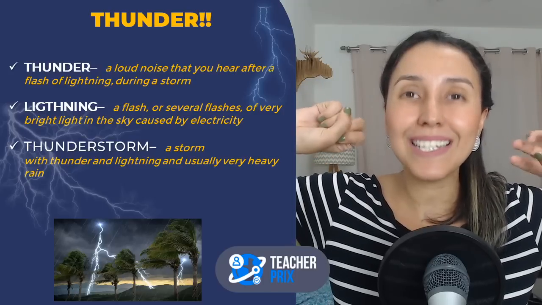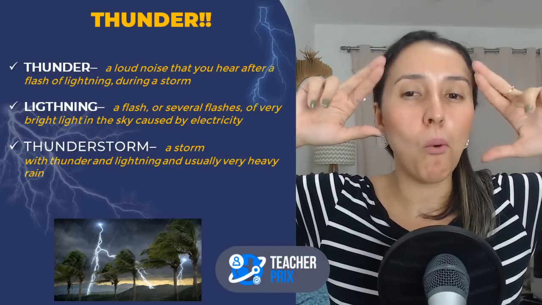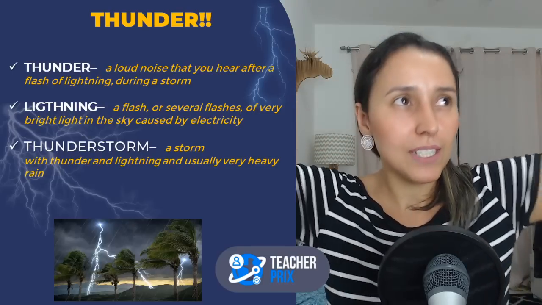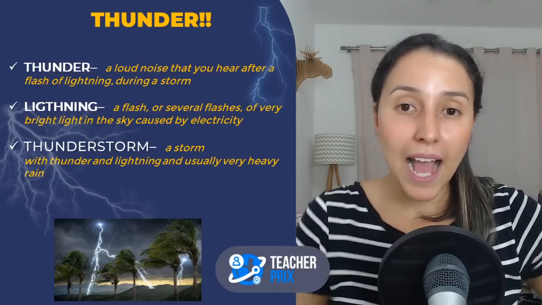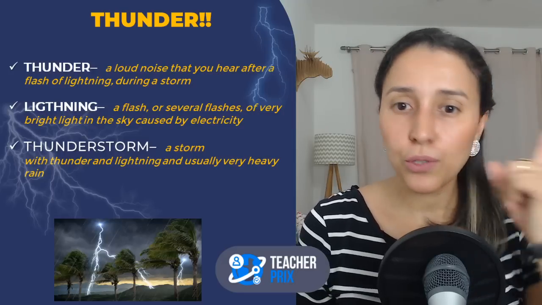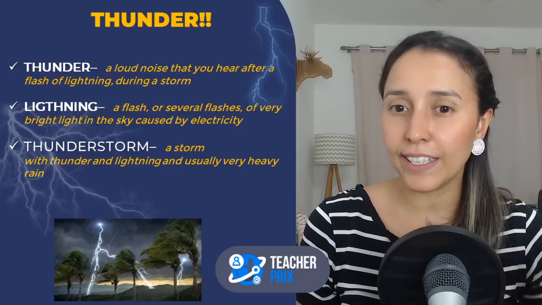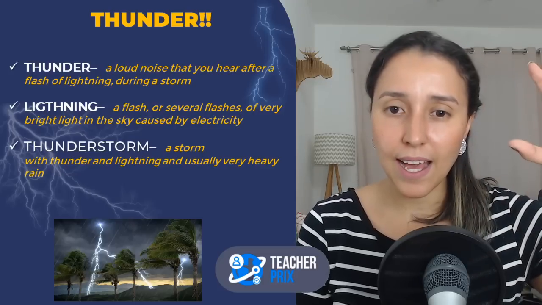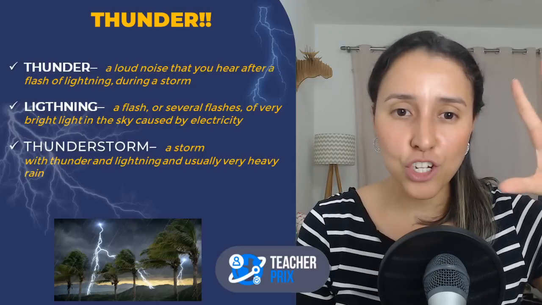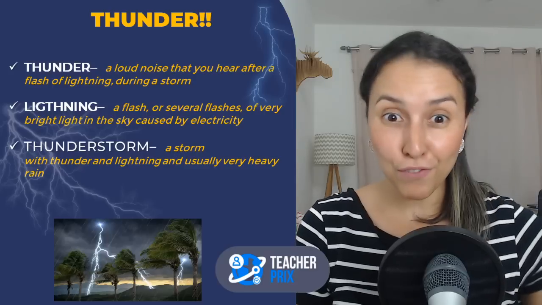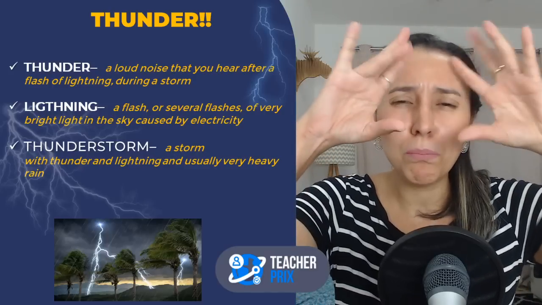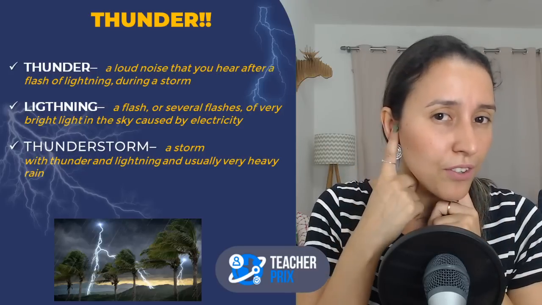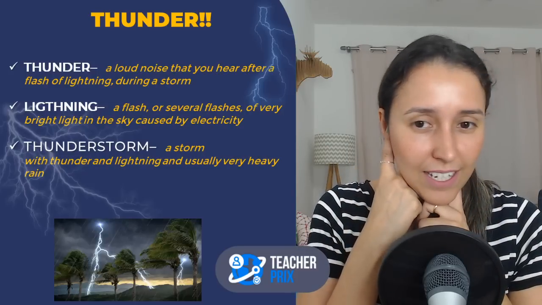And when you see the lightning in the sky, it's usually white. You see this flash, like a camera flash, okay? You see the lightning in the sky. After a few seconds, you hear the thunder, okay? So they are a little bit different. Lightning is what you see in the sky. It's like a flash or several flashes, this very bright light. And after a few seconds, you hear the thunder, okay?